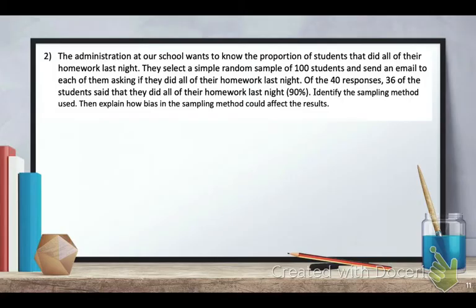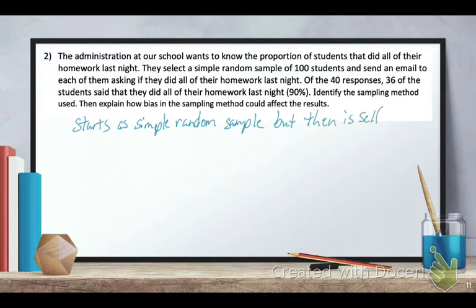Identify the sampling method used, then explain how bias in the sampling method could affect the results. So at first you may think, oh, this is a simple random sample because a group was created of 100 students using that method, but then it became a volunteer or a self-selected sample because those students got to choose whether or not they responded to the email. So it starts as a simple random sample, but then is self-selected.